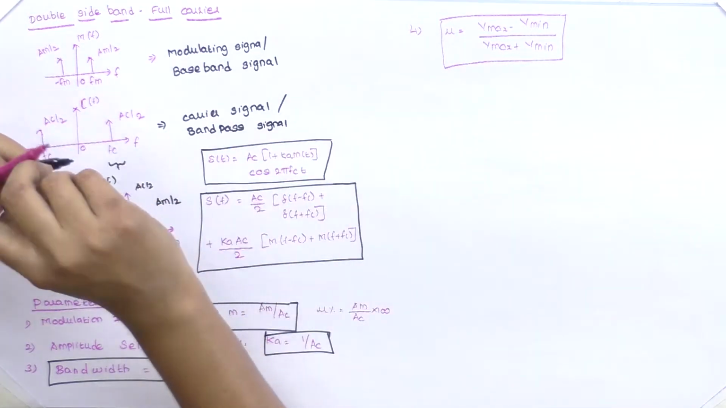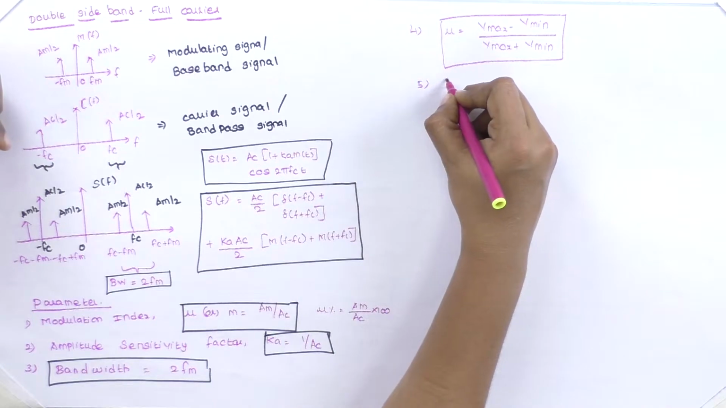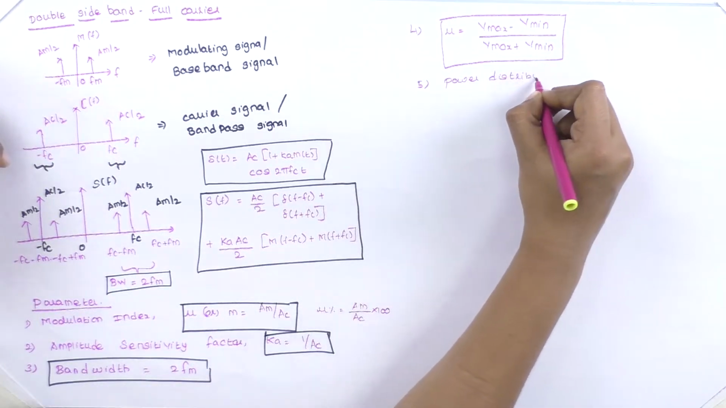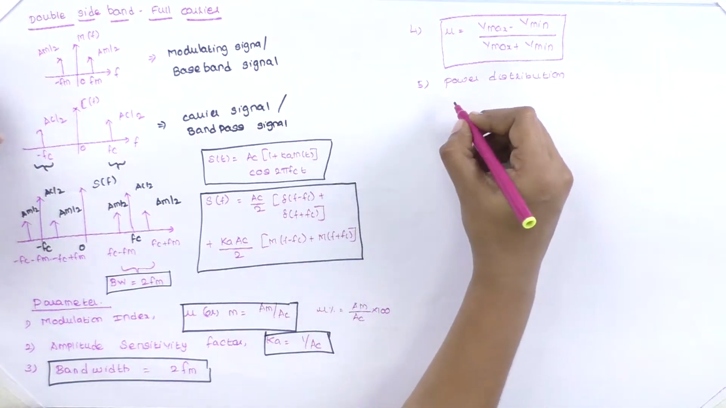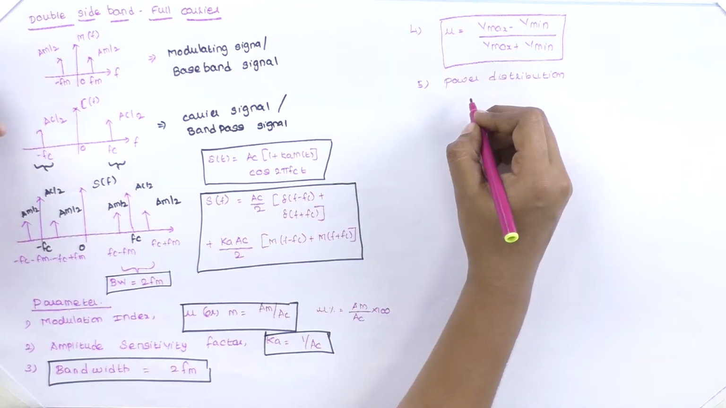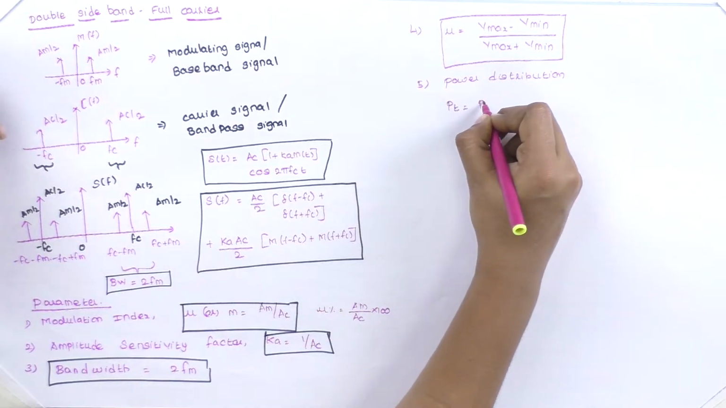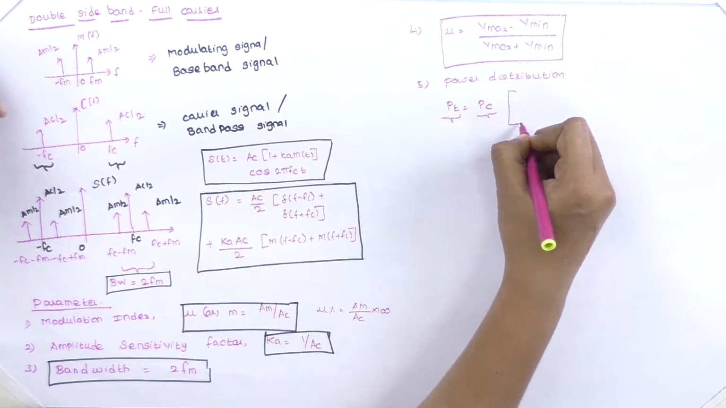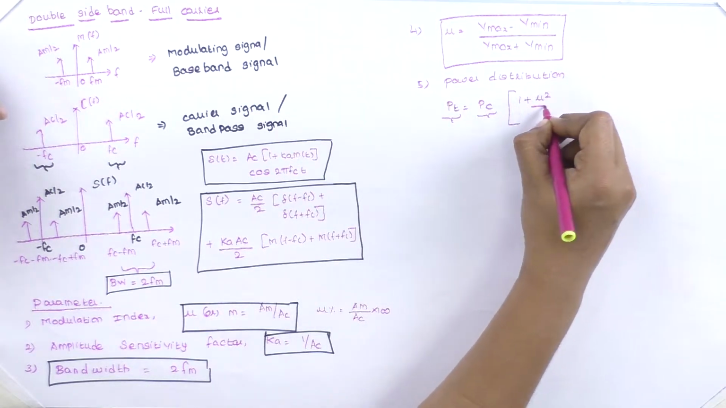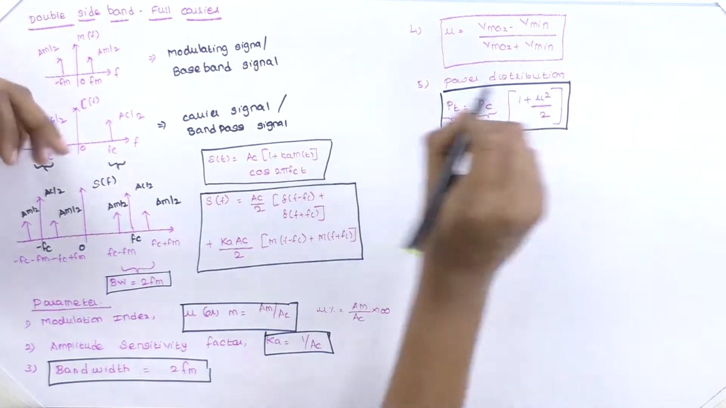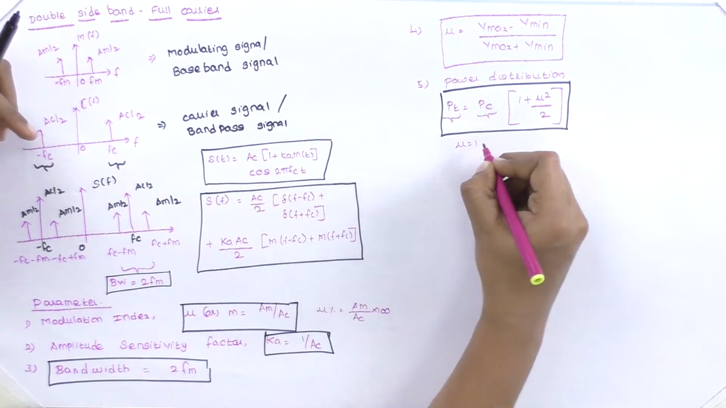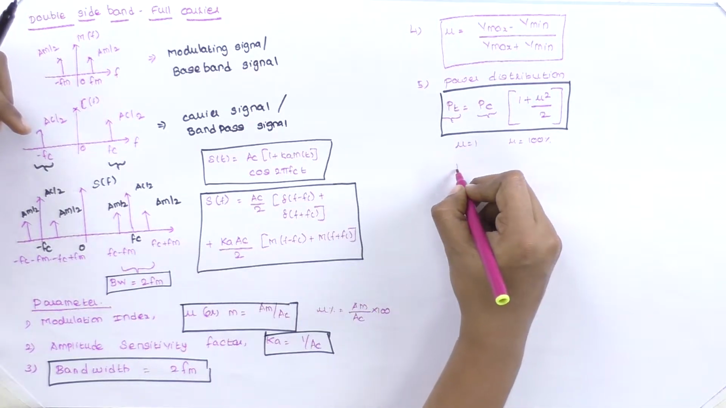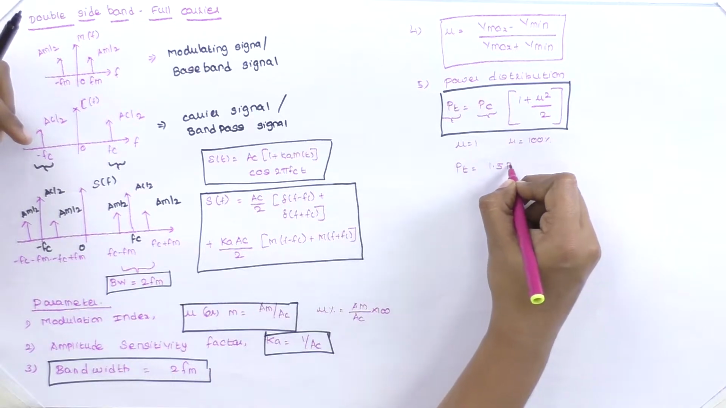And the fifth term is power distribution. We have seen how the power is distributed in the amplitude modulated wave. It depends upon three terms: one is carrier, the second one is lower sideband, and the third one is upper sideband. Therefore, the final expression for total power transmitted is PT equals Pc into 1 plus mu square by 2. For 100% modulation, that is, if mu is equal to 1, PT value is equal to 1.5 into Pc.